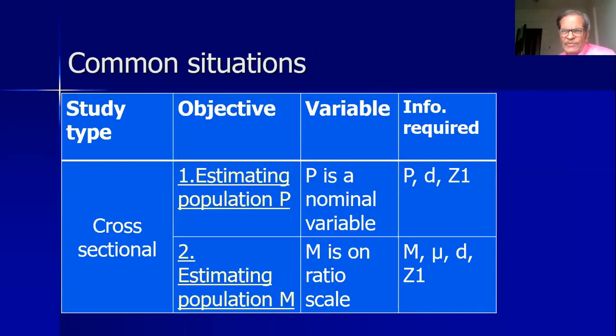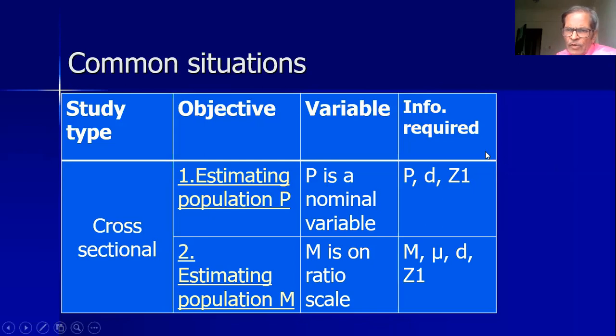So now these are the common situations wherein the sample size determination will be required. For example, if it is a cross-sectional study and we are trying to estimate the population P, that is the prevalence of the disease, here P is a nominal variable. So what we require is your guess about the prevalence of the variable in the population. This you can obtain from previous studies, or you can conduct a pilot study, and that information can be used in the formula that we will be giving and discussing later on.